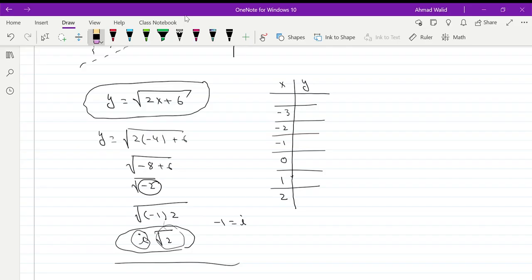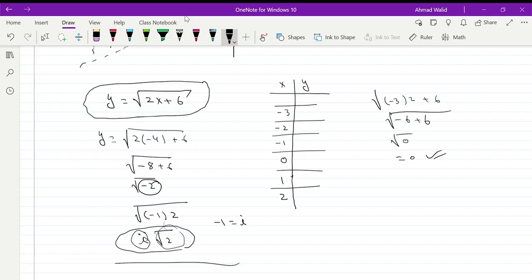Correct? But I will not plug in all these values. I'll just show some of them for you. If I plug in here, for example, negative 3, it will be negative 3 times 2 plus 6, which gives you negative 6 plus 6 under the radical, right? And if it gives you 0 and the square root of 0 is 0, I'm okay here.